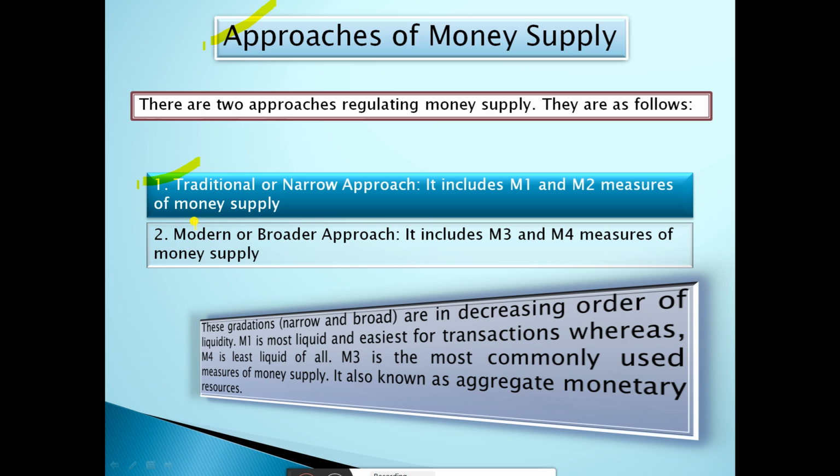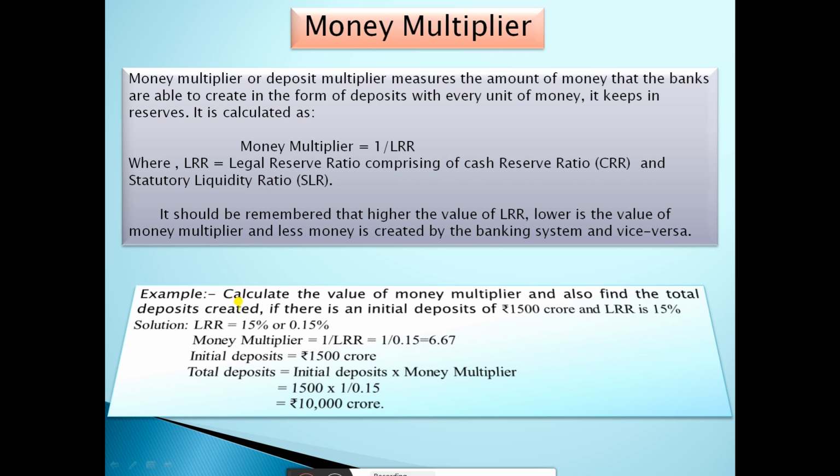Here remember that this gradation, narrow or broad, that is traditional or modern approach, is in decreasing order of liquidity, because M1 is most liquid and easiest for transactions, whereas M4 is least liquid. That is why NSC does not come under M4 of the money supply. Why? Because it is not more liquid. So next topic, money multiplier.